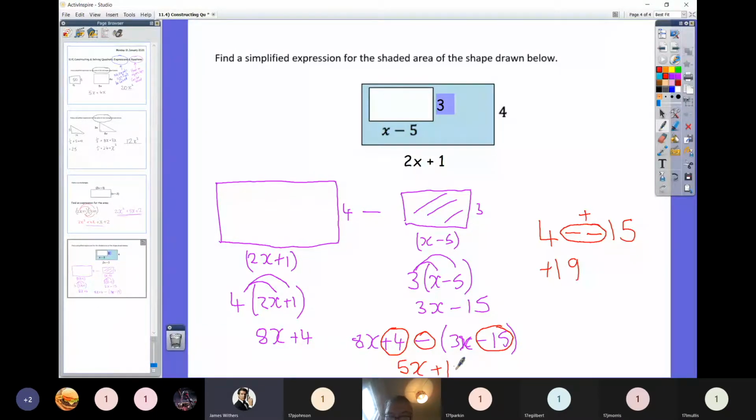So be very careful with that one. It would be ever so easy to do 4 take away 15 and think it is minus 11. But it's 4 take away minus 15, which is 4 plus 15, which is 19.